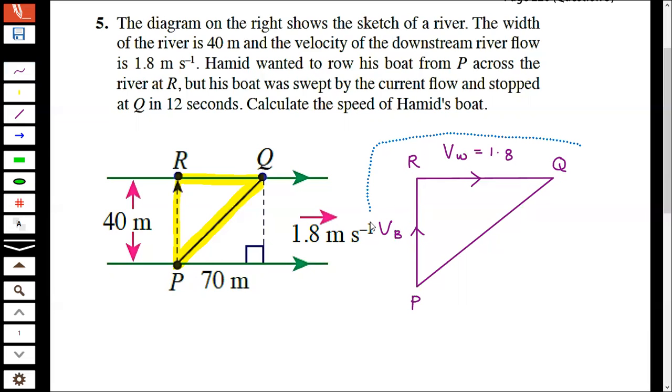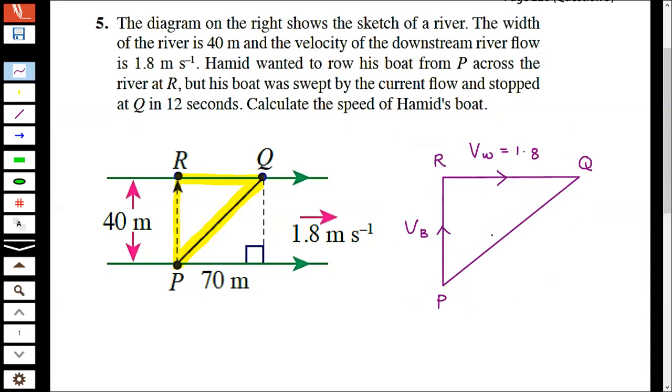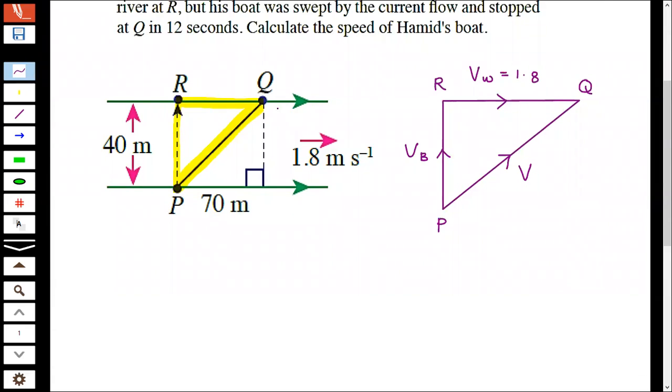VB means the velocity of your boat. This one is your resultant vector, and I need the velocity of the resultant vector. The good news is we can find it. What is the velocity of PQ? PQ is actually the resultant vector, and we can find the velocity of PQ.